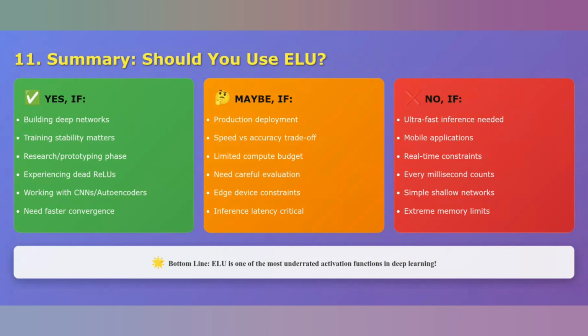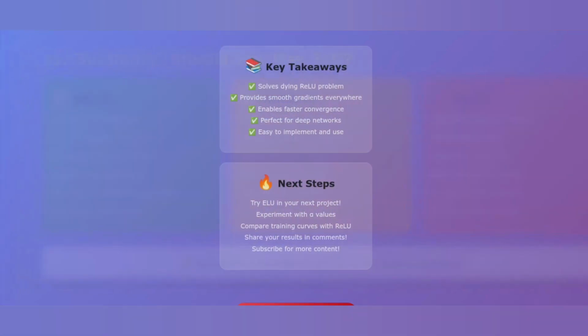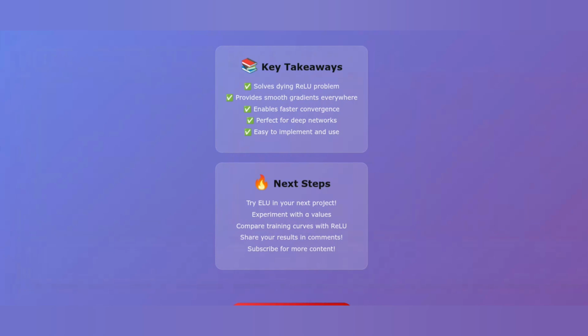My bottom line, ELU is one of the most underrated activation functions in deep learning. Give it a try in your next project. You might be surprised by the improved training dynamics. That's a wrap on ELU. To summarize, it solves the dying ReLU problem, provides smooth gradients everywhere, speeds up convergence through zero mean activations, and works great for deep networks.